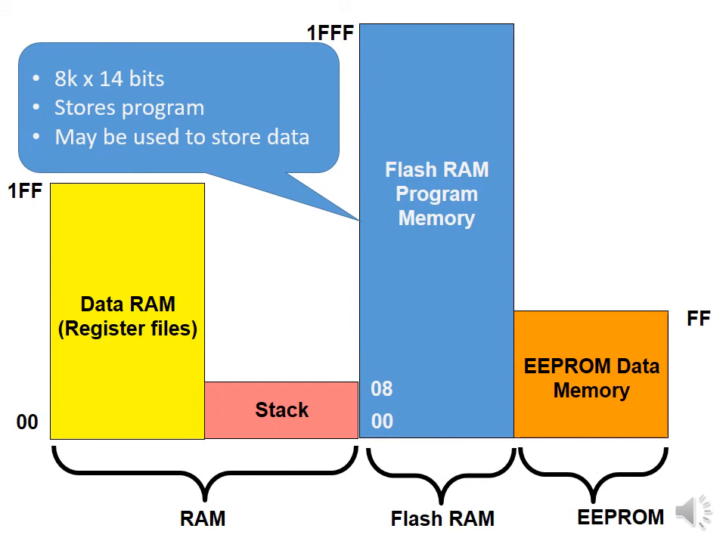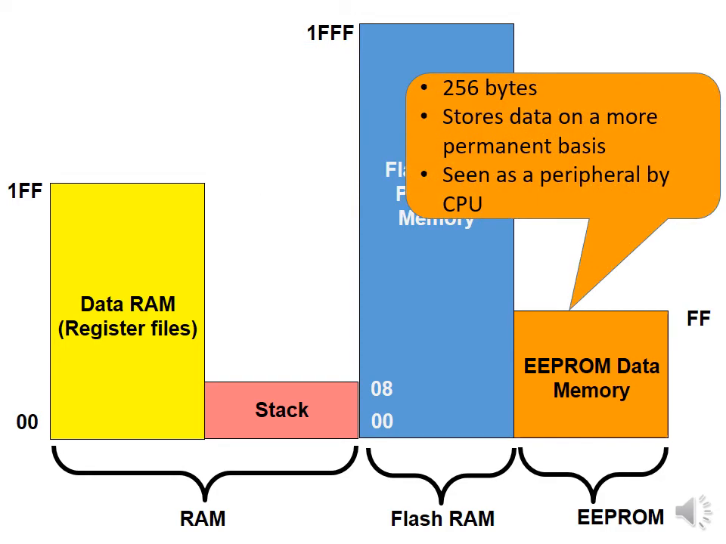The program memory is 14 bits wide. It has a total of 8K entries of 14 bits each. It is used to store the program. It may also be used to store data as a storage area.